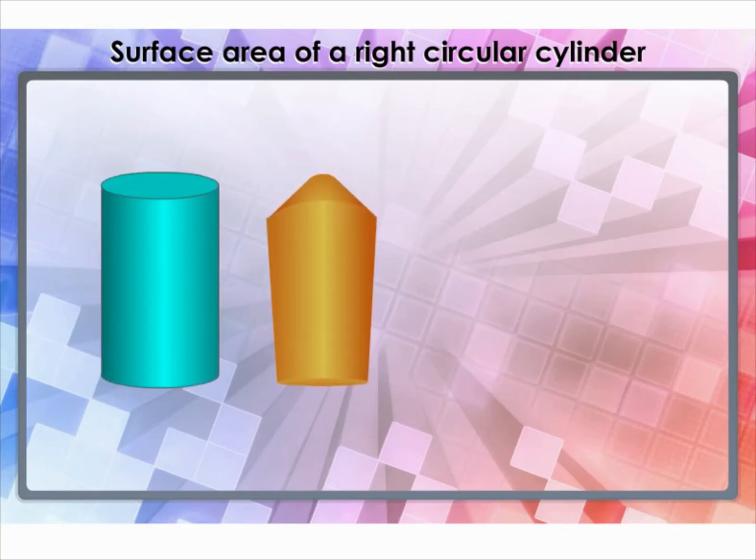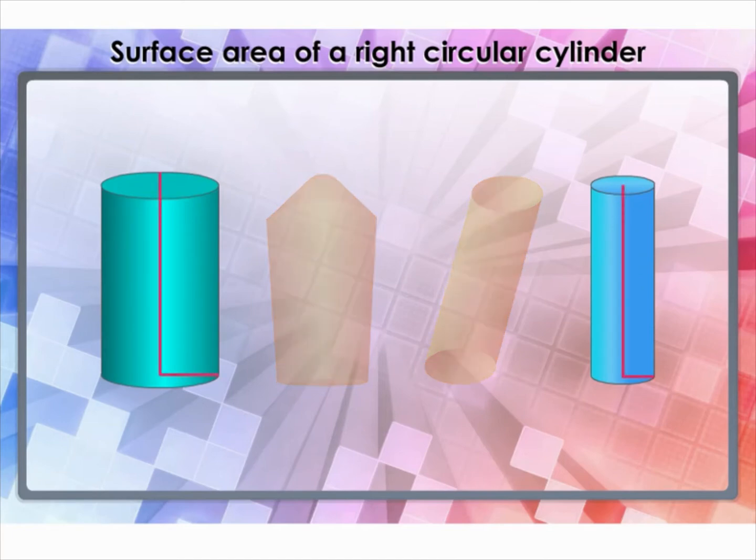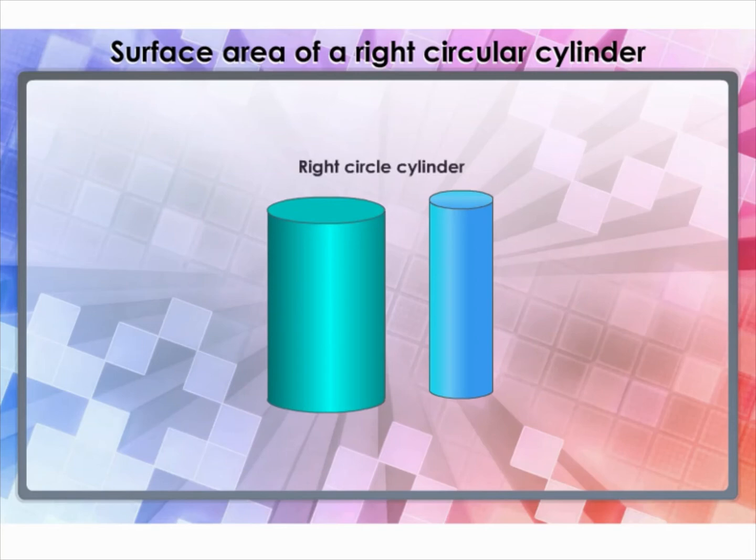Here are a few examples of cylinders. Some of the cylinders are straight and some of the cylinders are not straight. A cylinder whose base is circular and whose axis joining the two centers of the bases is perpendicular to the planes of the two bases is called a right circular cylinder. You see a cylinder which is certainly circular, but it's not at right angles to the base. So we cannot say these kinds of cylinders are right circular cylinders.